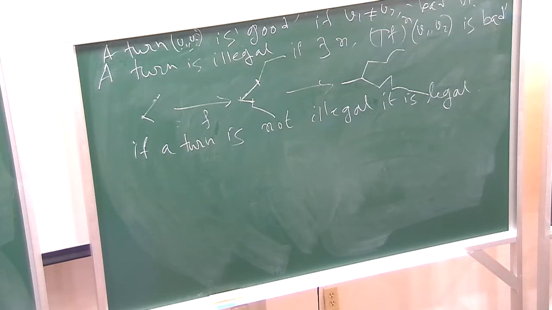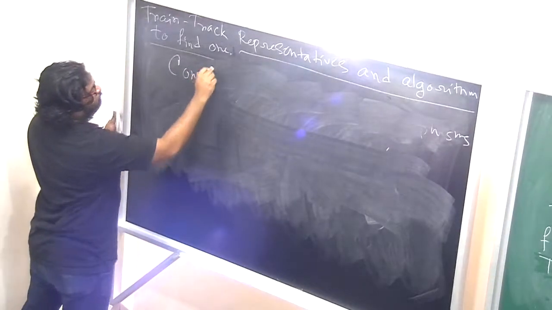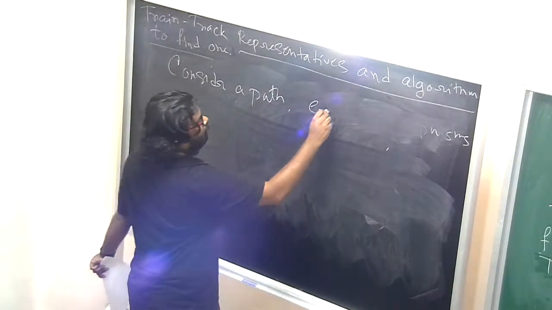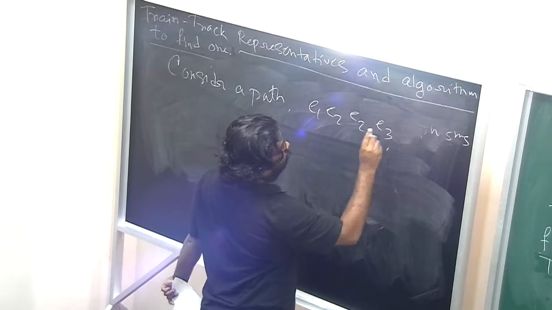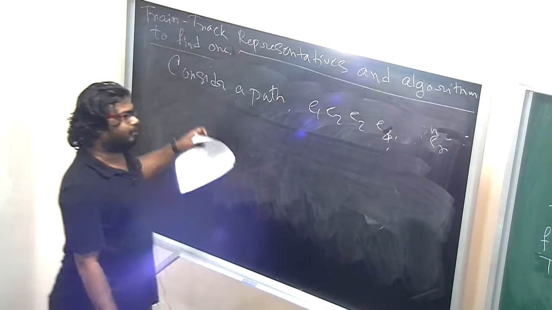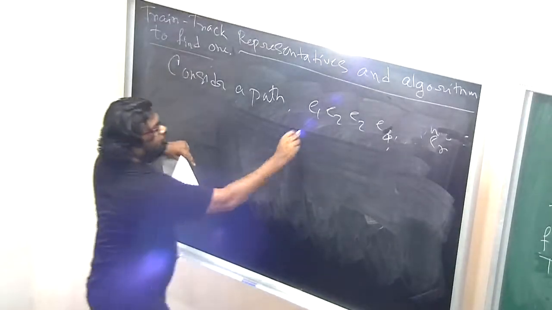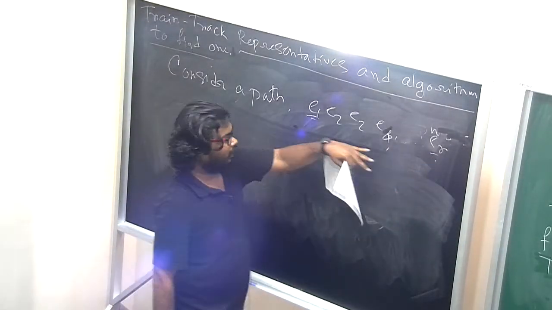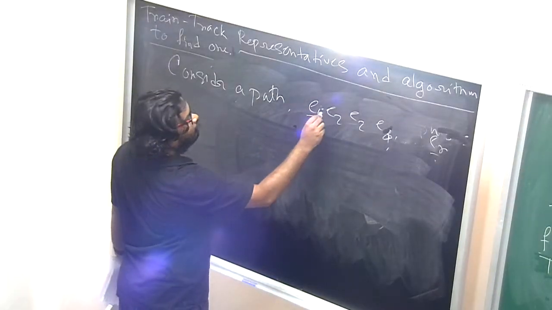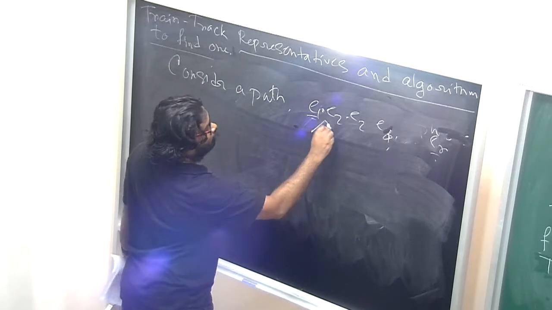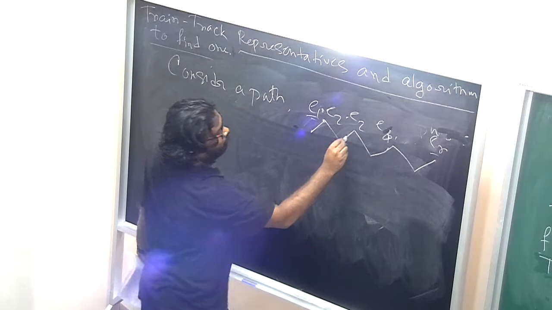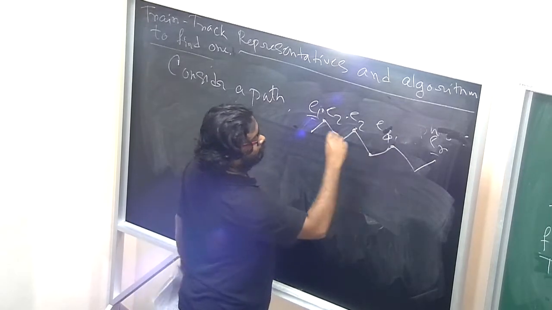Now let's consider a path. Maybe I call its edges E1, E2, E3, E4, up to En. If I am taking a loop, then E1 and En are going to be the same. Inside the path there are several turns, right? If I draw them like this, this is one turn, that is one turn. All of them are turns.